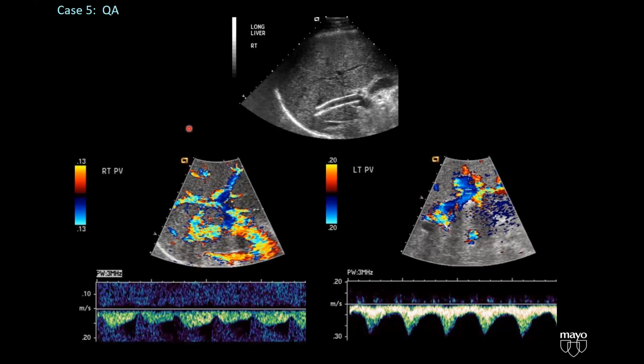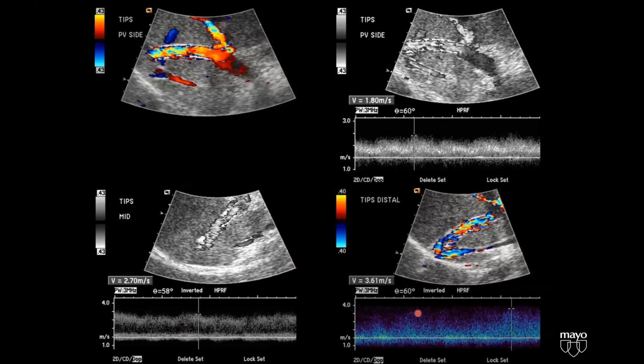Okay, so let's go to this case, case 5 QA. Here we've got the TIPS. The right portal vein is fugal, left portal vein is fugal. It's a really weird waveform, but that's okay. We're going to talk about that in a bit, but it's definitely being drained away. So that's good. We look at the velocity here. It's 180 proximally, 270 in the mid TIPS, and 360 in the distal TIPS.